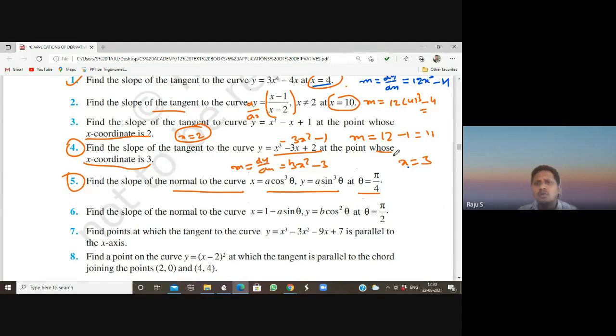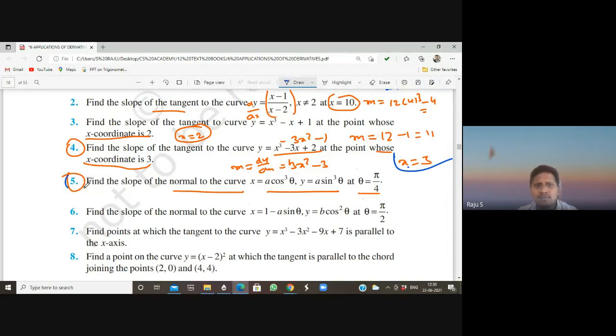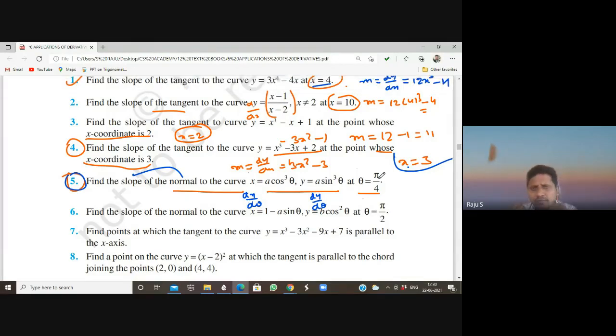So here, what to do actually in this fifth question: x is given, find dx by dt. Okay, y is given, find dy by dt. At last, here they are asking for the slope of the normal. First find dy by dx. They may ask slope of normal or slope of tangent, whatever they ask, first find dy by dx. Okay, so dy by dx can be written as dy by dt over dx by dt. That's all. You'll get dy by dx.